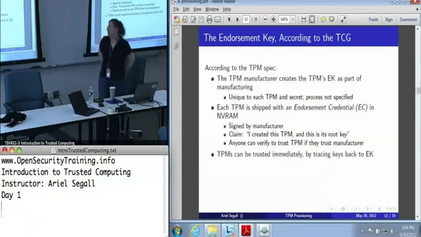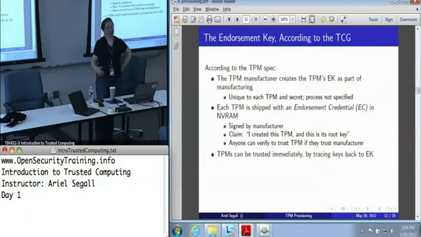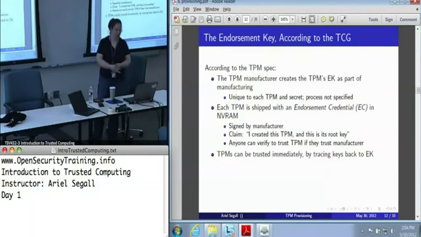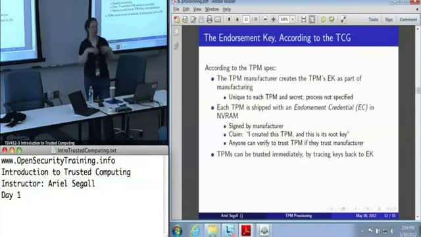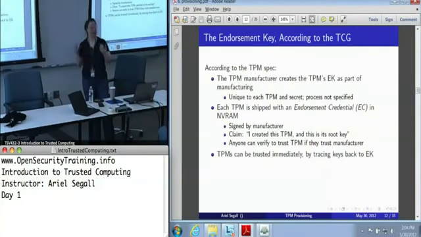According to the Trusted Computing Group, in their beautiful little specification of 600 pages, well, it's actually more like 8, the TPM manufacturer creates the endorsement key as part of the manufacturing process, either by having the TPM generate it itself, or by creating the key off of the TPM and injecting it. The TCG doesn't care which, as long as the key is unique to the TPM. The manufacturer would create an endorsement credential that it would put into the non-volatile storage of the TPM, which basically says, as manufacturer, I created this TPM and this is its endorsement key.